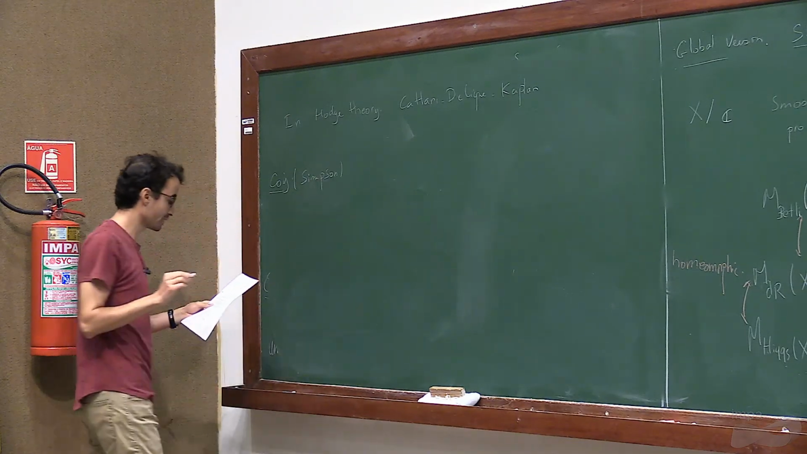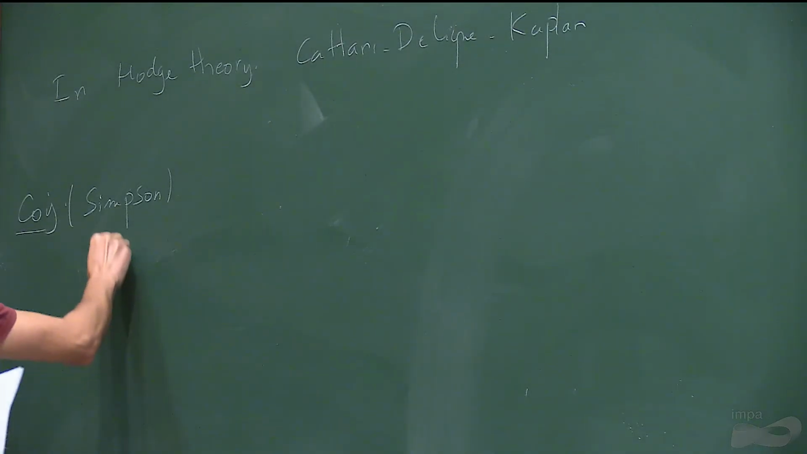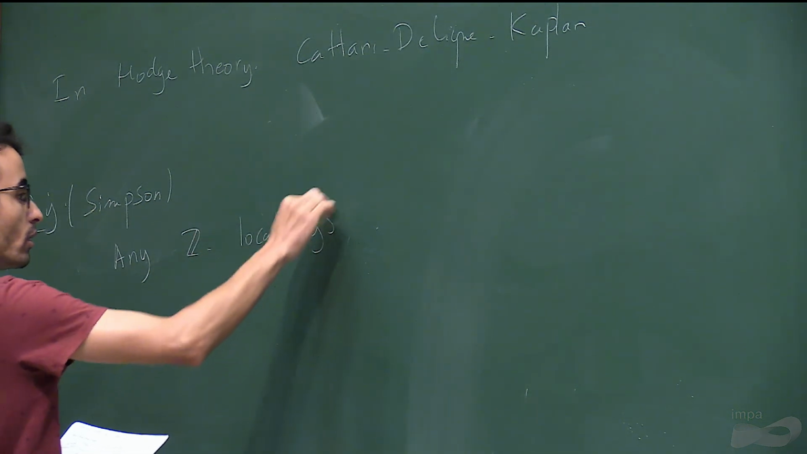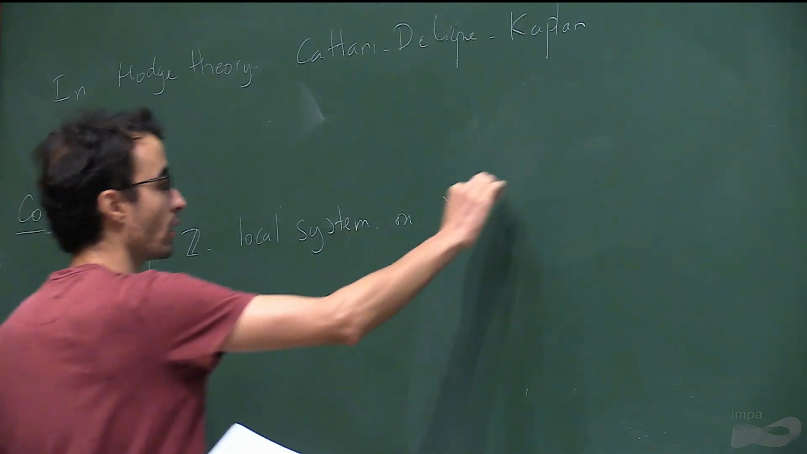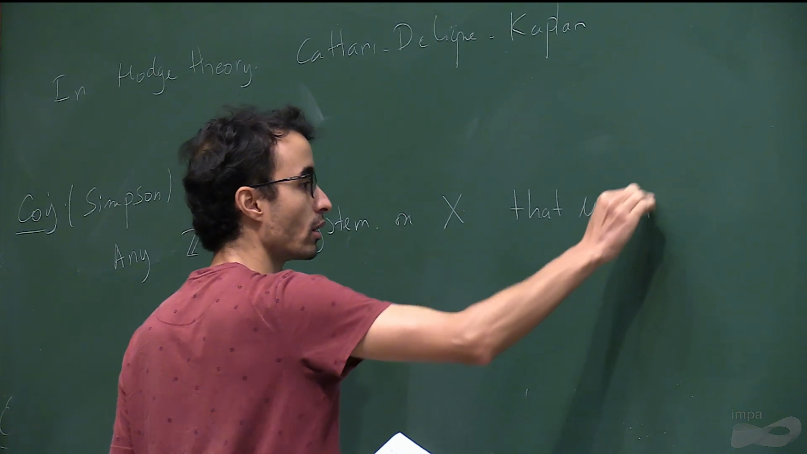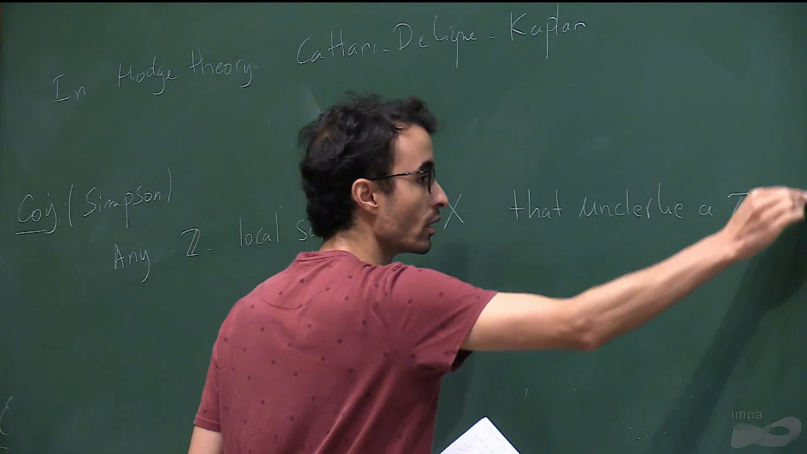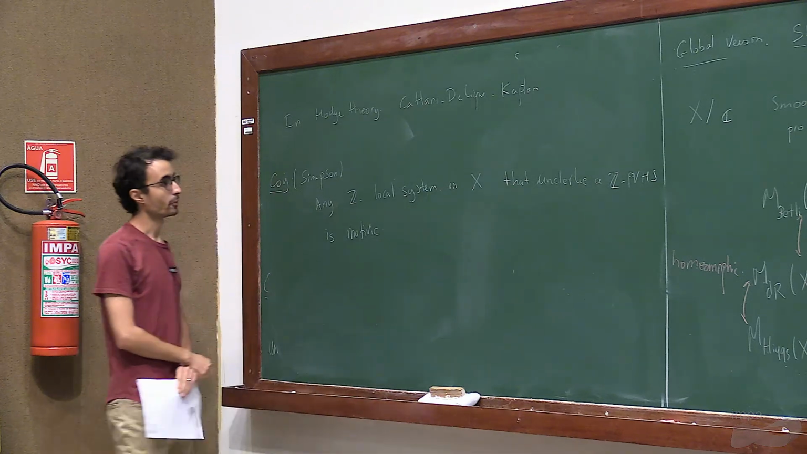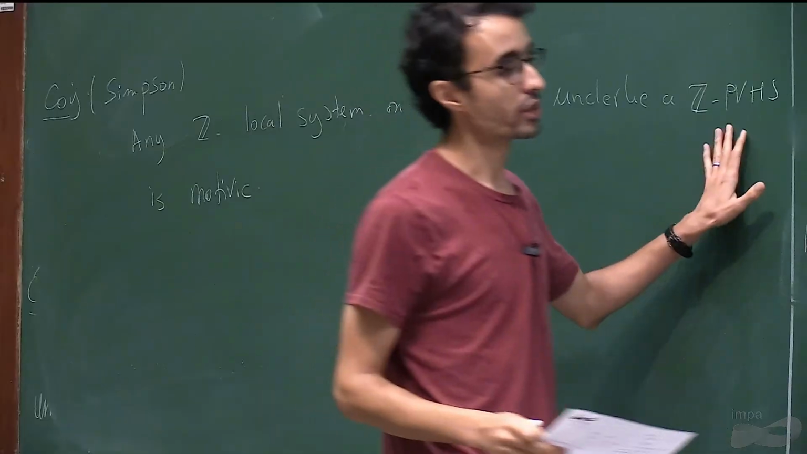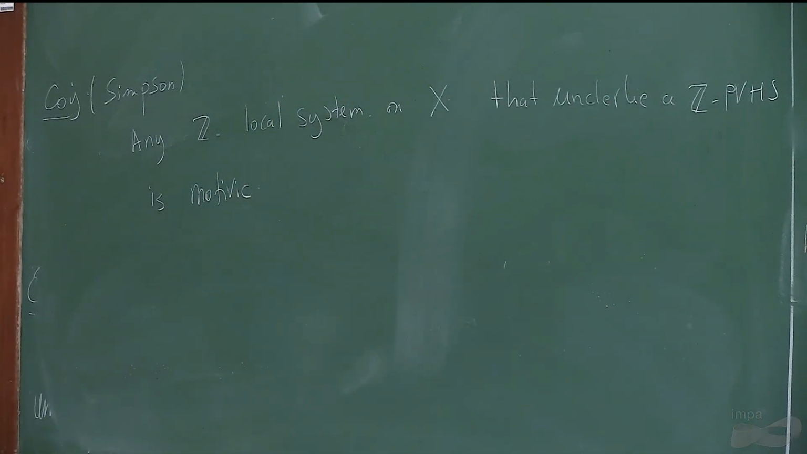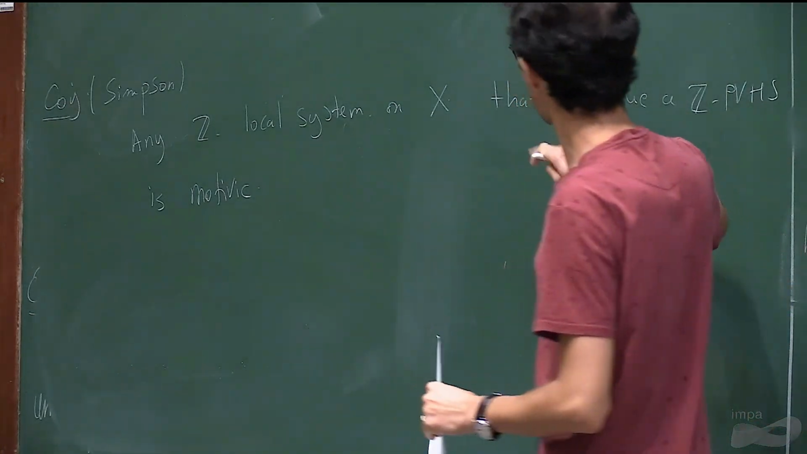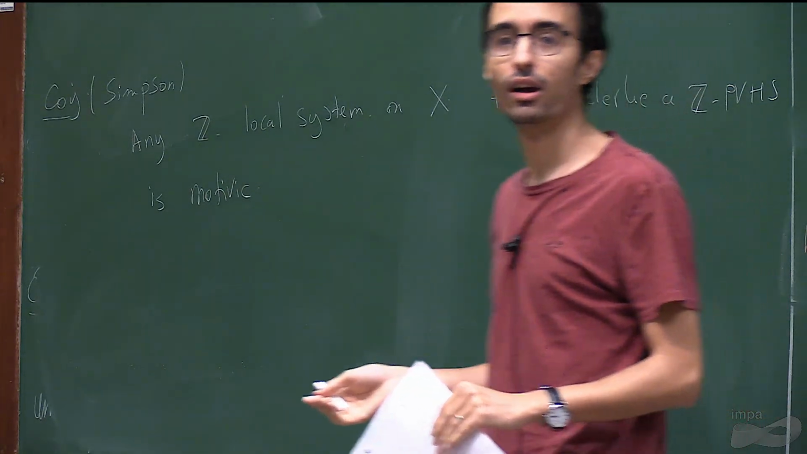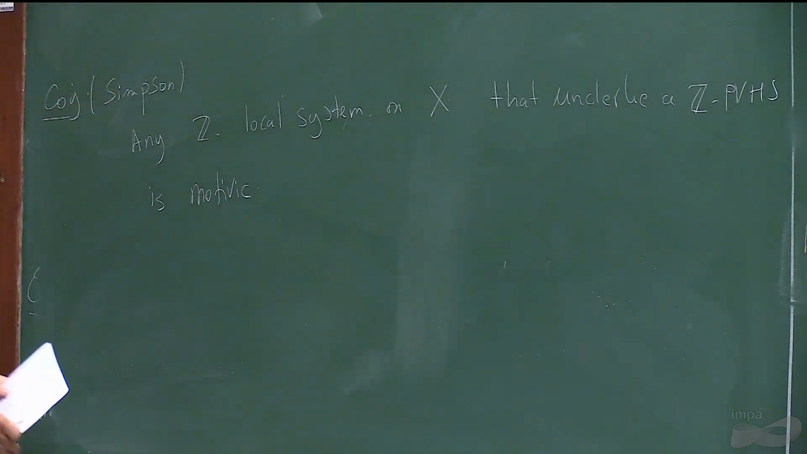So I don't even know what the prize money should be. Any Z local system on a variety X that underlies a ZPVHS is motivic. Underlying a ZPVHS corresponds to saying that you are fixed under the C star action on M Higgs. And for Hodge classes, being a Hodge class means that you are in the middle part, but if you adopt the point of view of the Deligne torus, that means that you are fixed under the C star action on the usual cohomology. So the analogy is perfect.